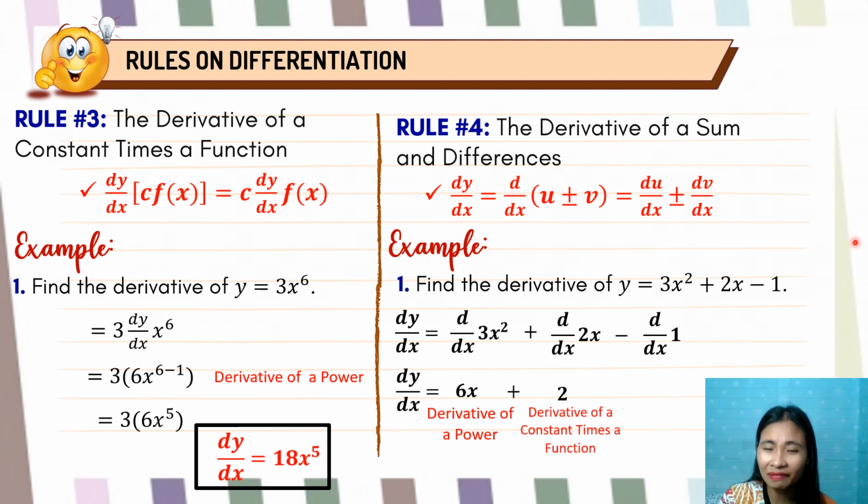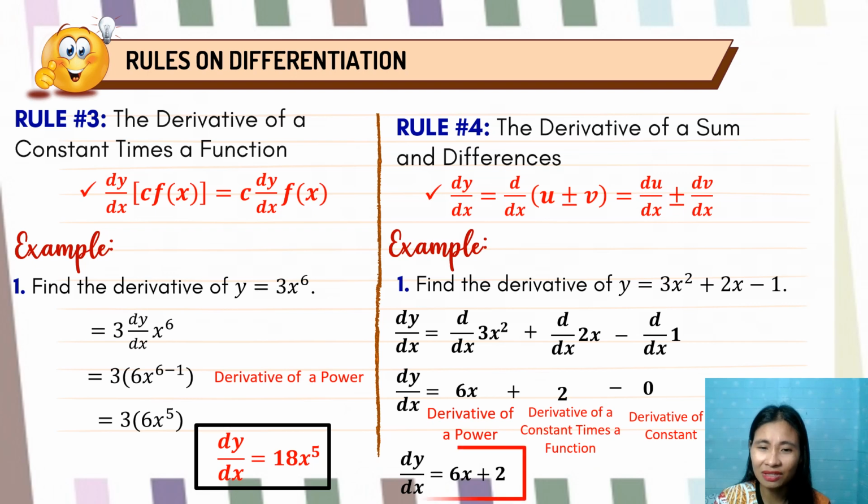Next is derivative of a constant, we have 0. Diba? 1 is a constant and the derivative of 1 is 0. So, which means our final answer is 6x plus 2.